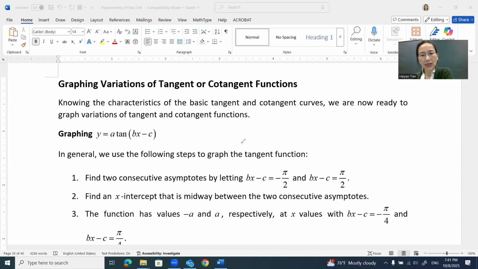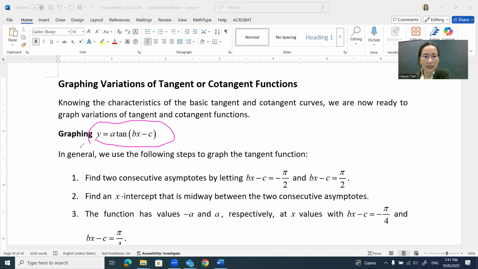And the cotangent function is decreasing over the interval from 0 to pi, open. That means not including 0 and pi. They also have vertical asymptotes. So we just remember one period, for example, on this interval, the cotangent function is decreasing, and then you can extend, right? So let's look at some variations of tangent functions.